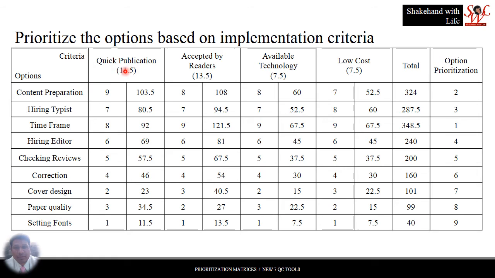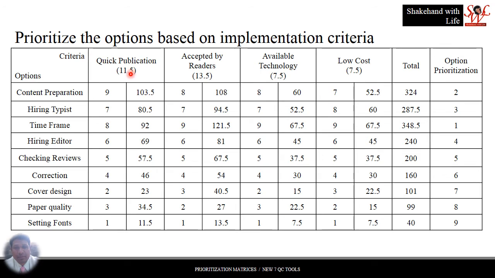According to quick publication, the team ranked content preparation as 9, hiring typist as 7, time frame as 8, hiring editor 6, checking reviews 5, correction 4, cover design 2, paper quality 3, and setting fonts 1. Now multiply this ranked value 9 and this criterion weight 11.5 and get this value 103.5.